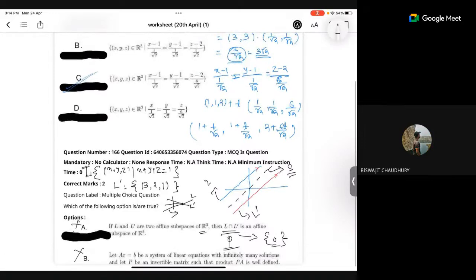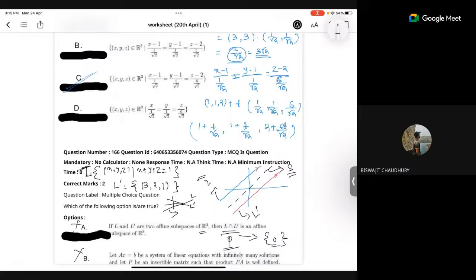I thought of some examples for which option one is wrong. So I am just assuming that some extra information has to be given in option one. If the intersection of two affine subspaces is empty, then is the empty subset also an affine subspace, right? Yes. So option A is right for any case.